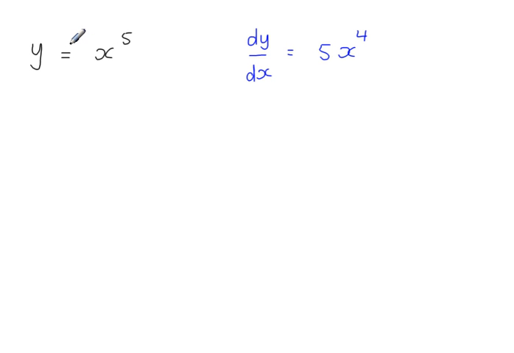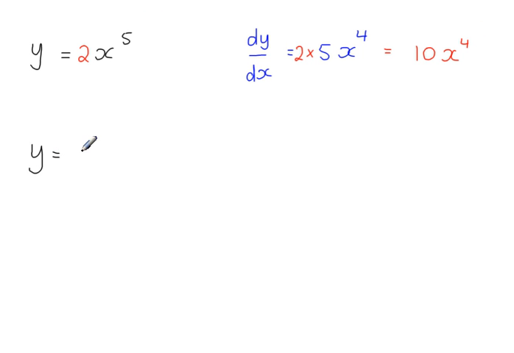What would happen if we started with y is equal to 2 times x to the power of 5? Now this bit is still the same, but we have to multiply by the 2. So I need to do this. So then the derivative, or the gradient function, will be 10x to the power of 4. The easy way to do this is power times what's in front, so 5 times 2 is 10, and then take away 1 from the power, like this.